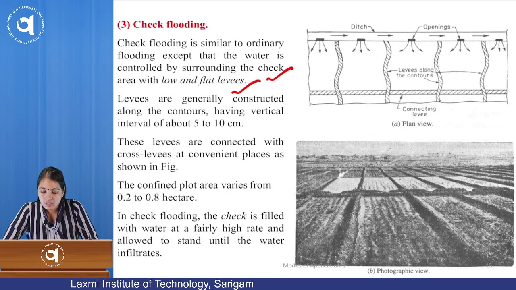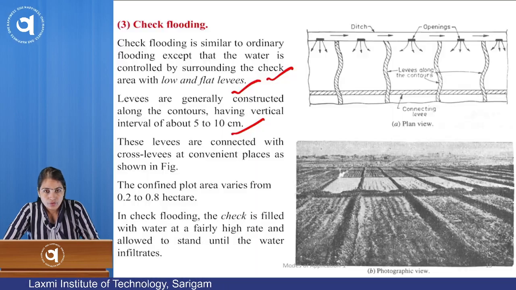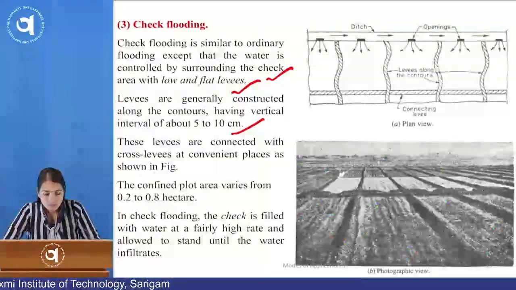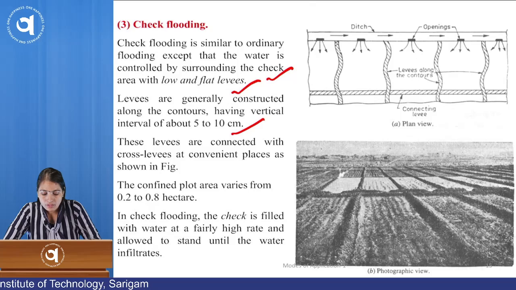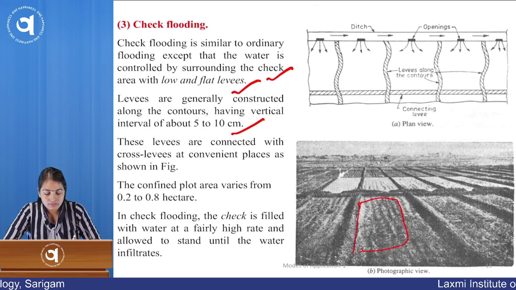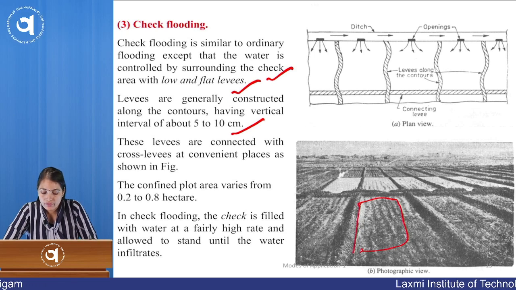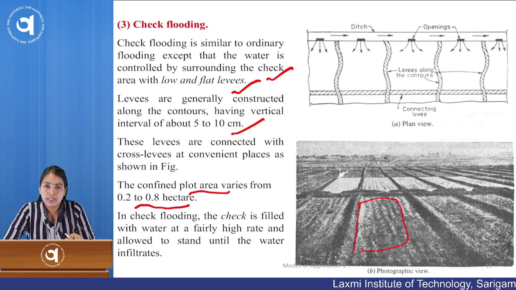So levees are generally constructed along the contour having a vertical interval of 5 to 10 centimeter. So we have here, you can see, this 5 to 10 centimeter, these levees we have divided. And in the photographic view you can see that over the entire area we have constructed small checks. These levees are connected with cross levees at convenient places, as shown in the figure. The confined plot area is 0.2 to 0.8 hectares for each plot.